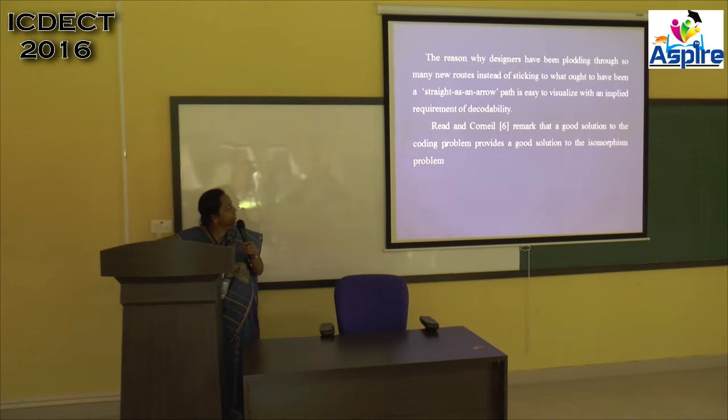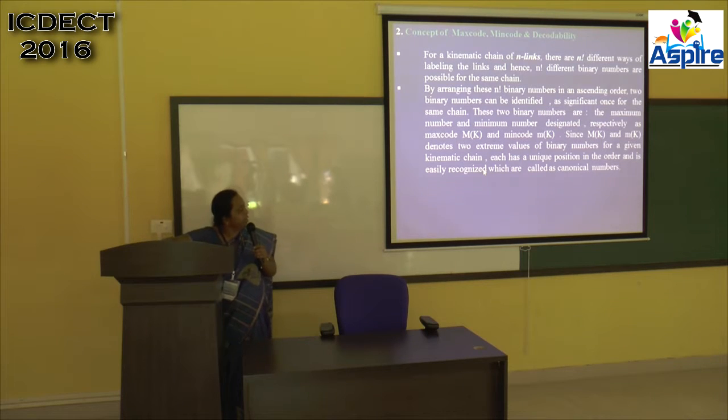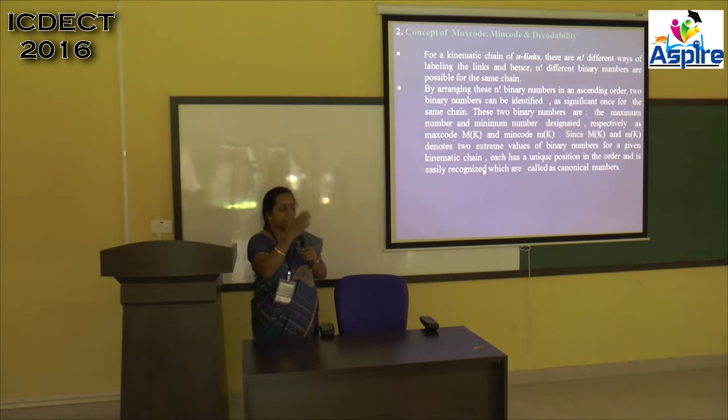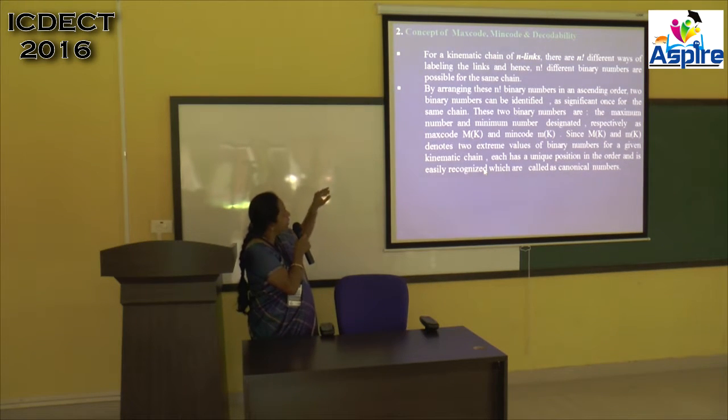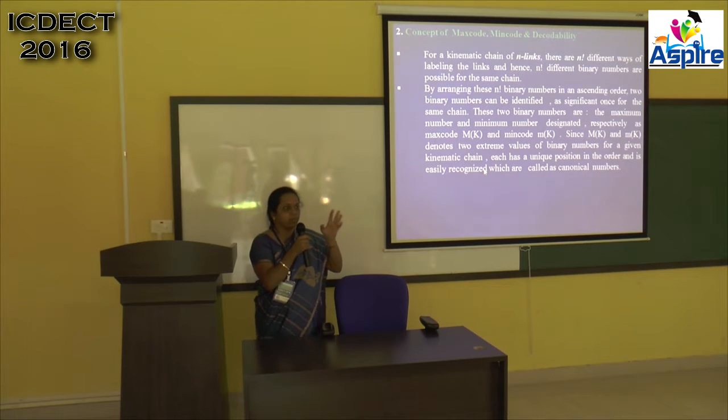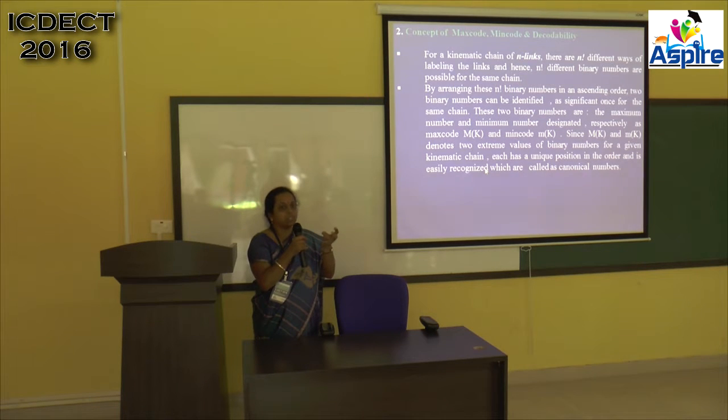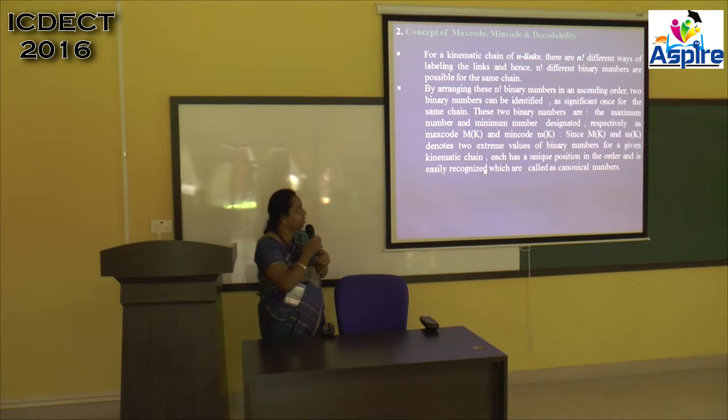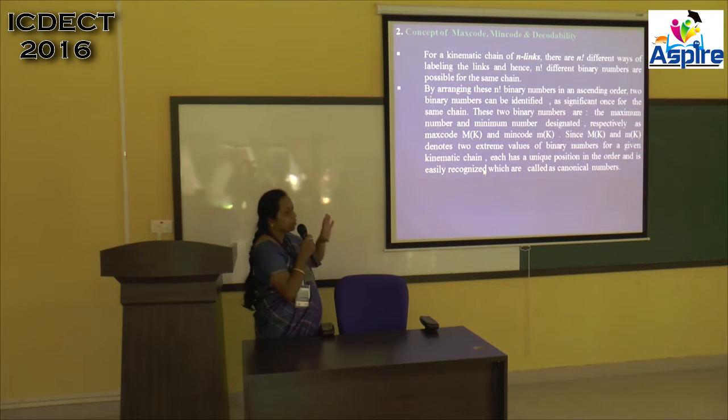An important statement is given by Read and Corneil that a good solution to the coding problem provides a good solution to the isomorphism problem. Isomorphism means that if you have a kinematic chain in which similar chains or similar links exist, that should be avoided. So in this, what we are going to do is eliminate those types of kinematic chains, because many eliminations will be there. There should not be negative degree of freedom, the chain should be feasible, and many facts you have to consider during the finalization of the kinematic chain.